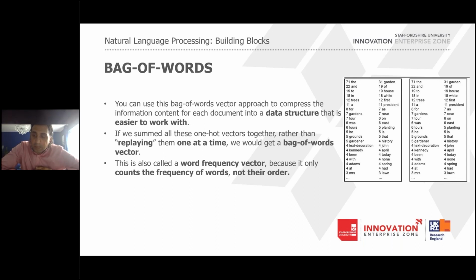We can combine all these one hot vectors for each sentence and add them together. Based on that, this will give us how many times these words appeared in this sentence. So you can use this bag of words vector approach to compress the information content of each document into a data structure that is easier to work with.